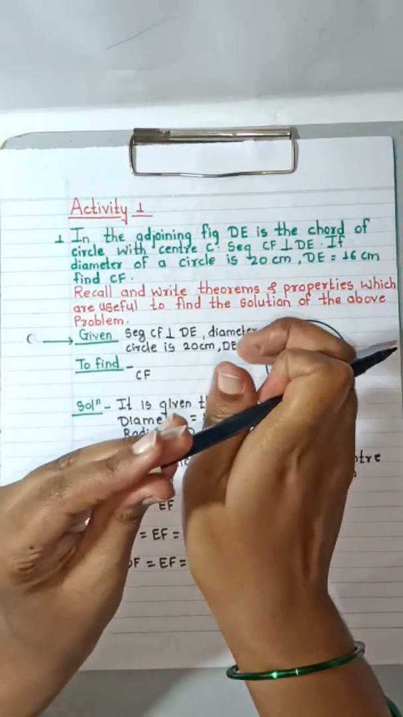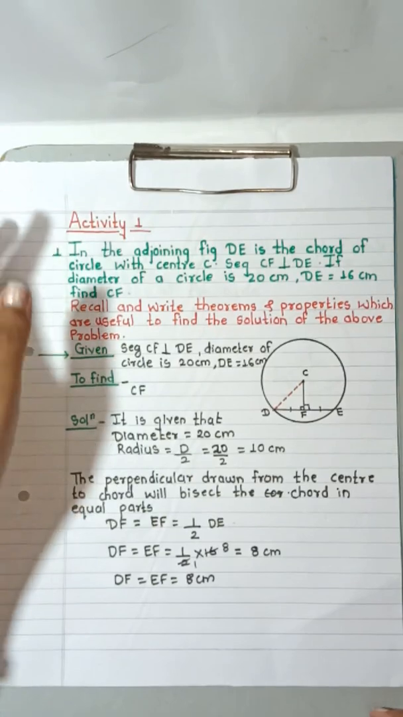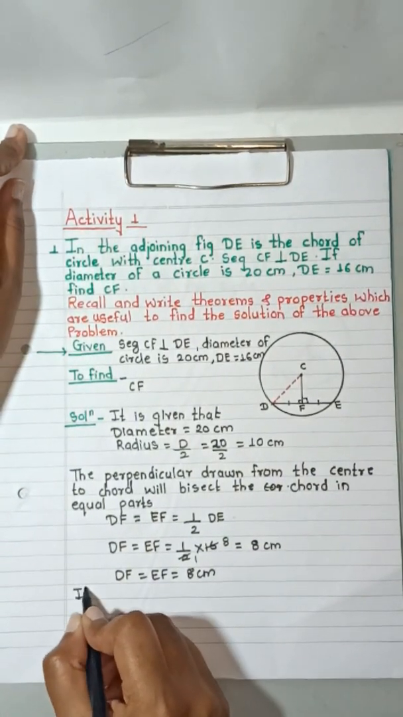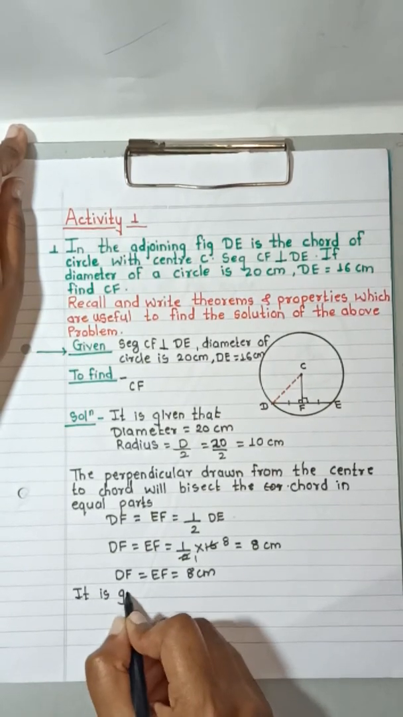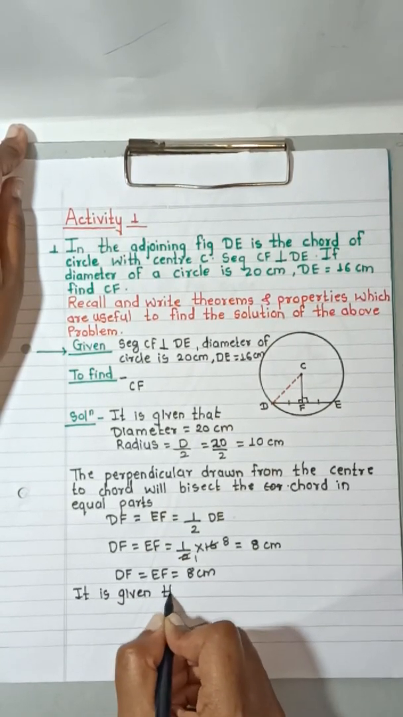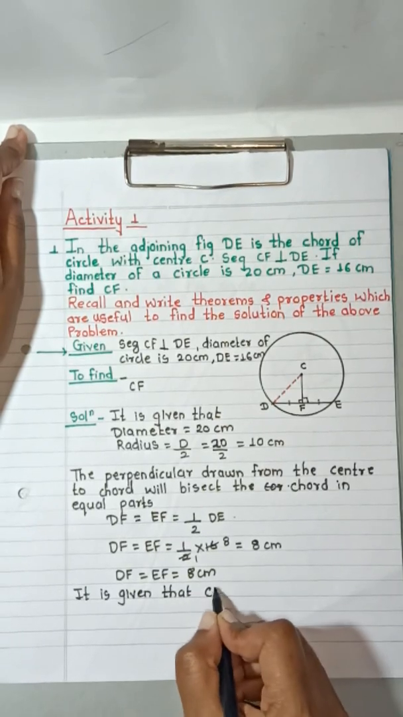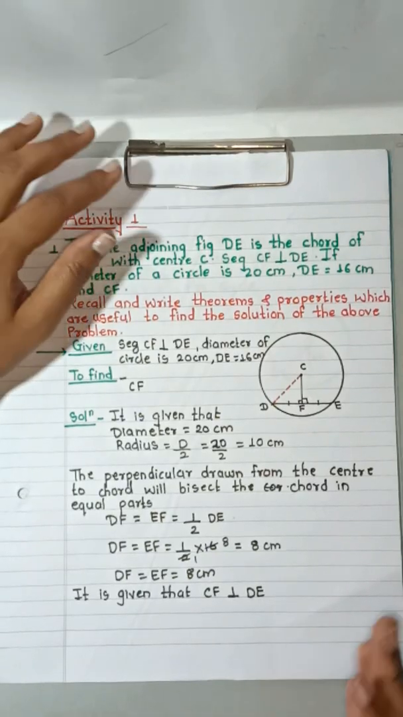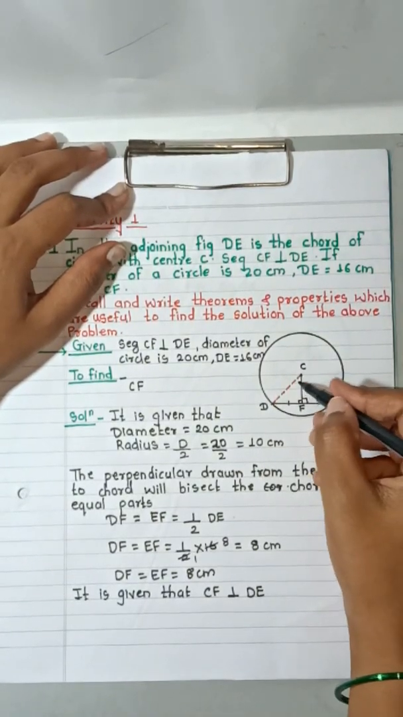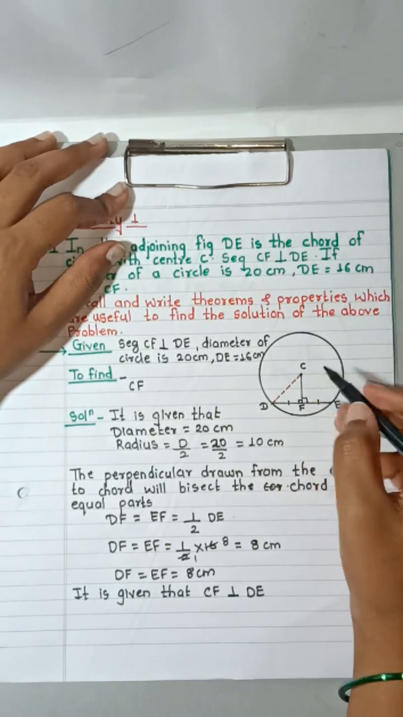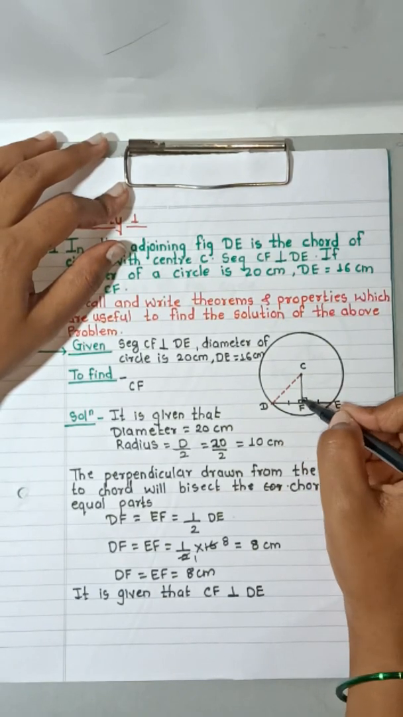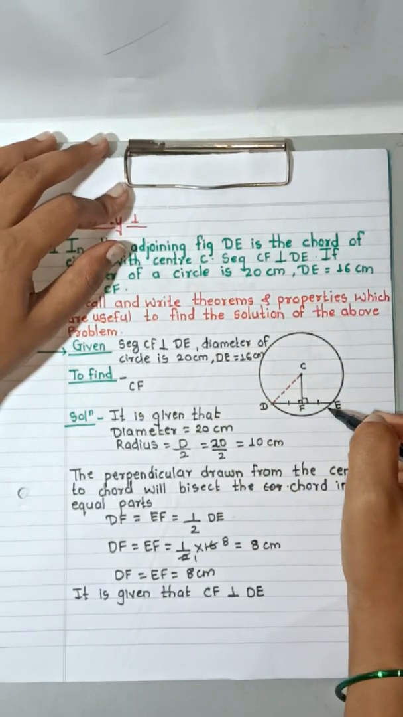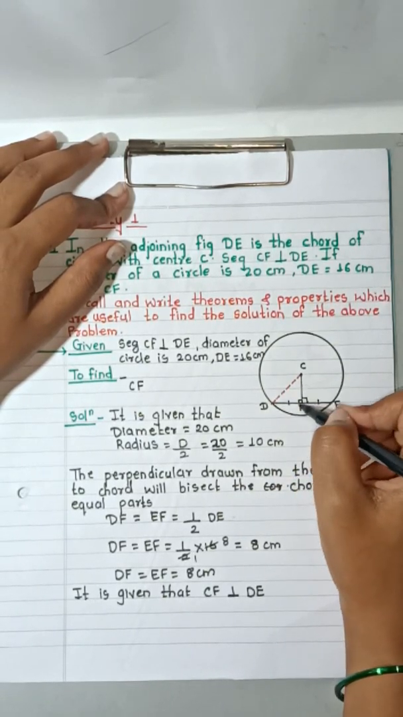Now children, it is also given that CF is perpendicular to DE. Okay, CF is perpendicular to DE. Now what we have done, we have joined this C and D. So we have got a right angle triangle. As the perpendicular makes an angle of 90 degrees with the line segment, therefore this becomes a right angle triangle.